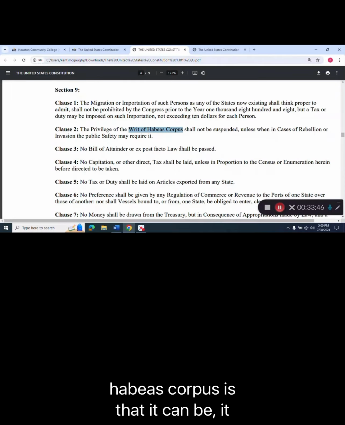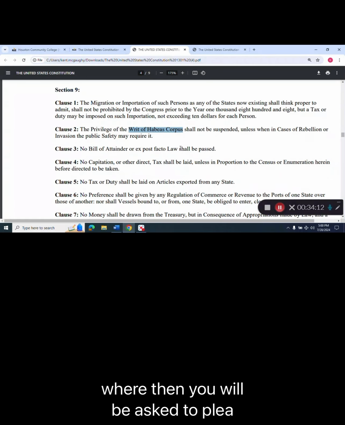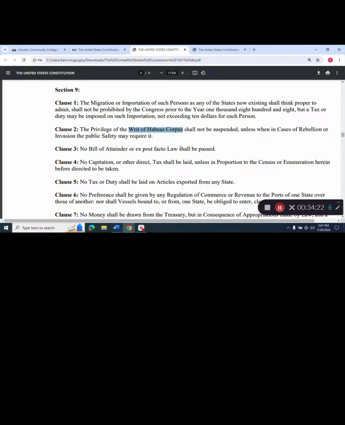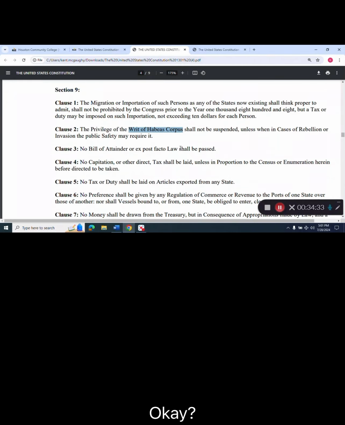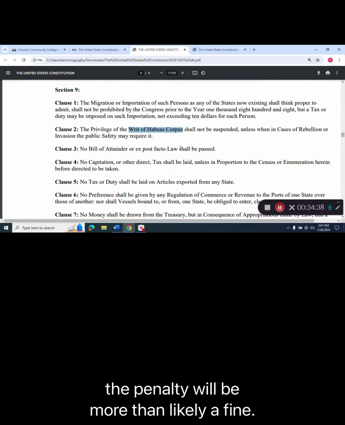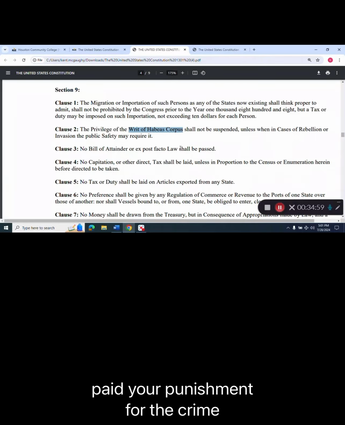And the other part of the writ of habeas corpus is that once you are arrested, you have to be brought before a judge within a reasonable length of time, which has been interpreted to be 24 to 48 hours. You have to be brought before a judge where then you will be asked to plead guilty, not guilty, or no contest. Okay? So, if you plead guilty, well then the judge can pass sentence right then. So people may plead guilty right then if the penalty will more than likely be a fine. So the judge will say, okay, pay a $100 fine on the way out. And then you're free. You've paid your punishment for the crime.